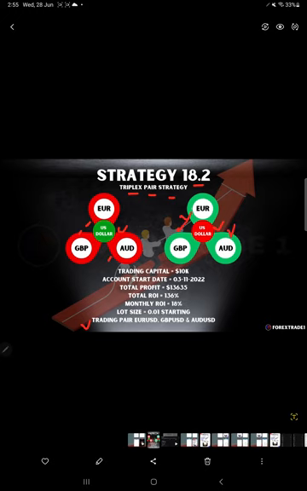The trading capital was initiated with $10,000. The account start date is 3rd November 2022. In almost 8 months we have achieved the target of 136%. The total profit is 13,635. Monthly ROI comes to 18 to 19%. The lot size starts at 0.01 lot. So these are the complete strategy details.